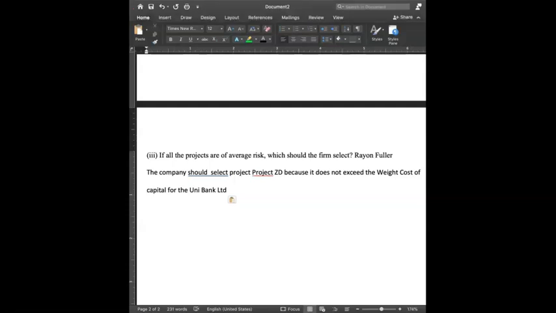However, the company should just select project ZD because it exceeds the WACC for Unibank Limited. The other 3 projects do not exceed it, which are 15.2, 12.4, and 11.75. But project ZD is 16.5. All right, so that's it.